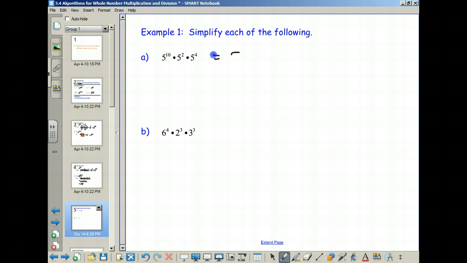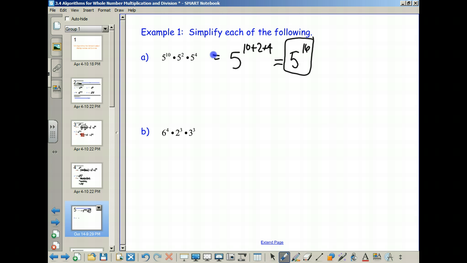So we have 5 to the 10 plus 2 plus 4, which is 5 to the 16th, and this is the expectation. You don't need to grab your calculator and type in 5 to the 16th. If you do, I imagine it's going to turn things into scientific notation for you. And this is going to be a very large number. Okay? So this is where we would leave it.